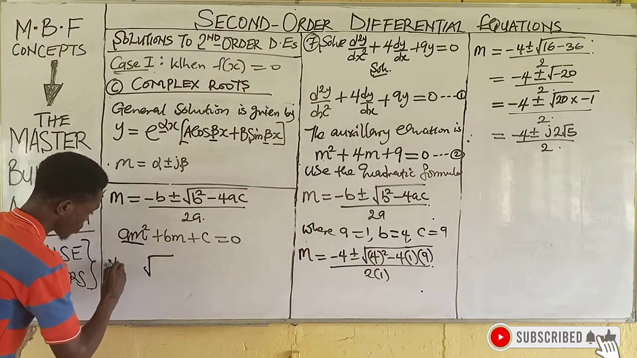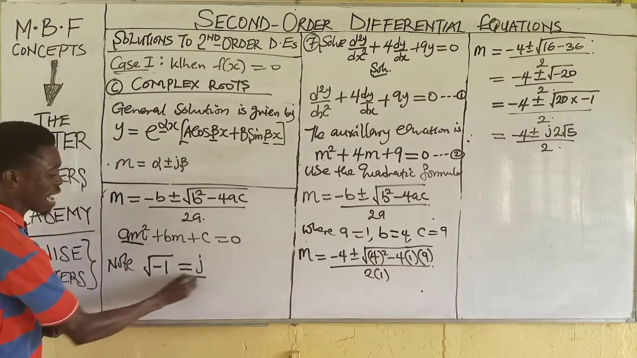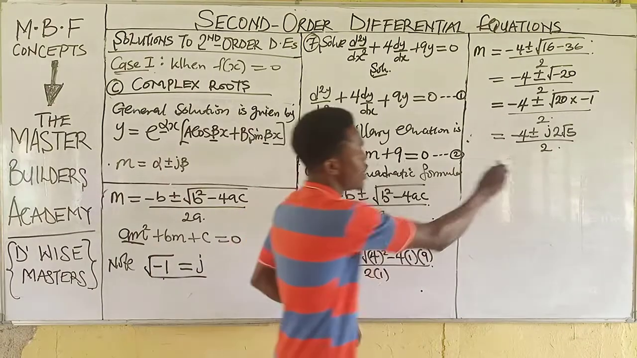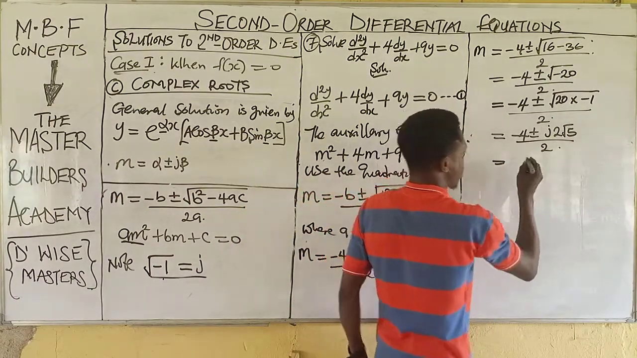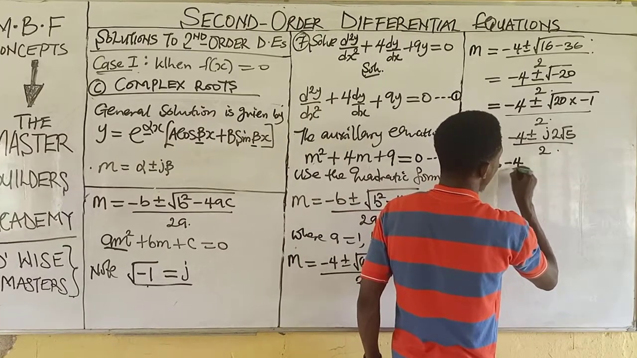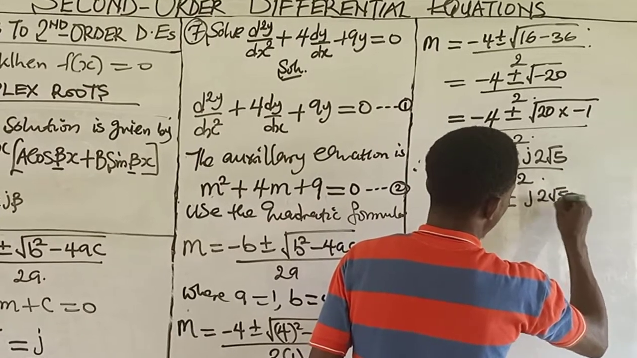Note that the square root of minus 1 is equal to j. So anywhere we have this, we can replace it. Hope this is clear now. So at this point, all I need to do is share the denominator for this number of fractions that I have. So I have minus 4 over 2 plus or minus j2 root 5 over 2.